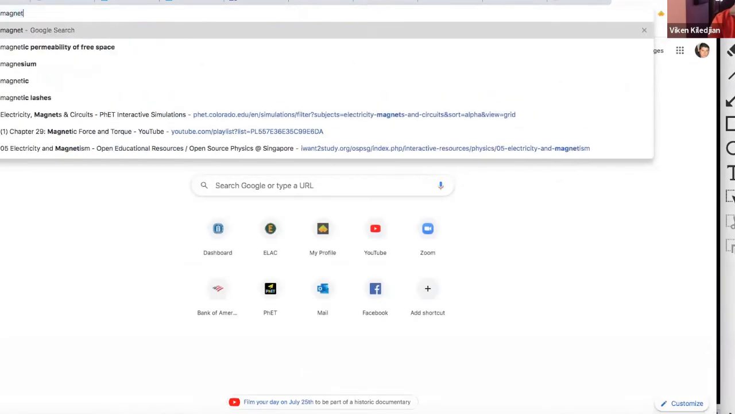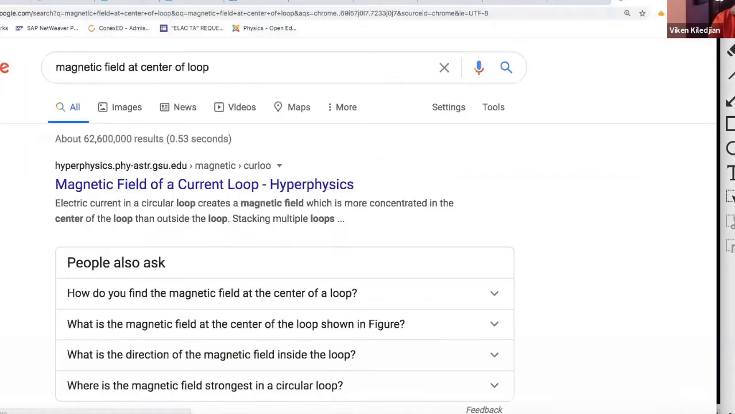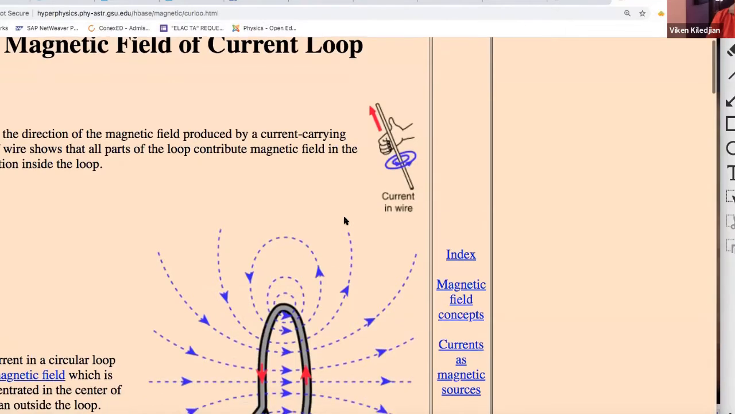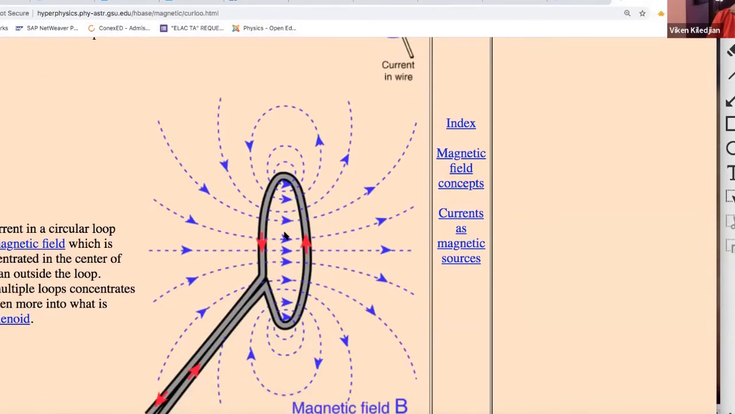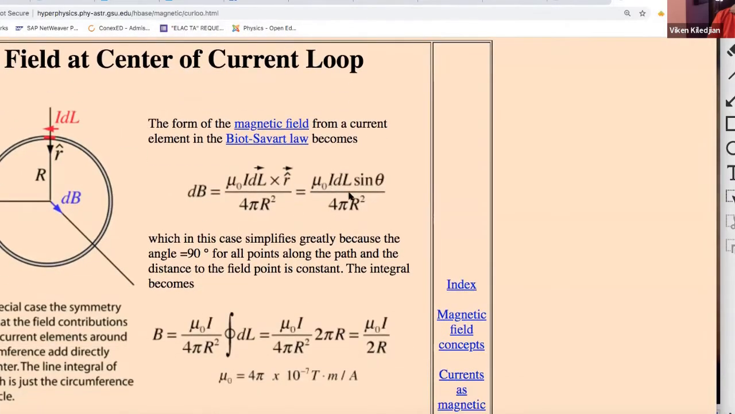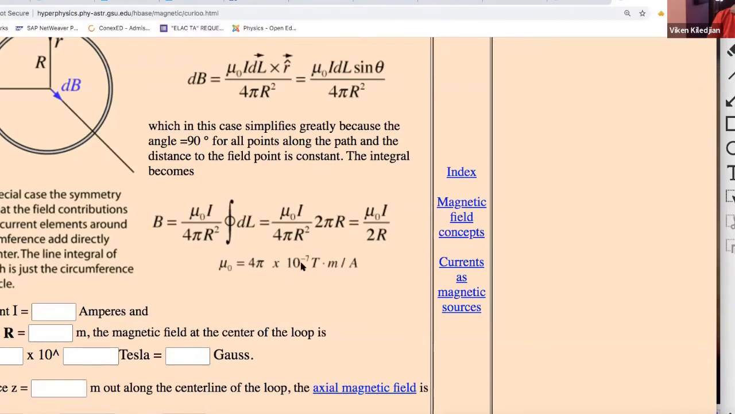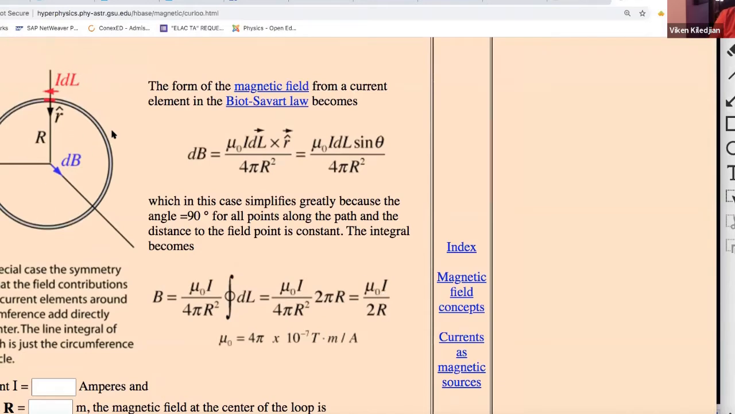Magnetic field at center of loop. See, that's kind of what the magnetic field looks like at the center of a loop. So we're deriving the equation for right at the center, right there in the middle. And the equation, you see they're doing the Biot-Savart law, mu 0 I over 4 pi r squared. Then you get mu 0 I over 2r. And then mu 0 is 4 pi times 10 to the minus 7. So that's it. And then if you have n number of turns, then you do n mu 0 I over 2r.